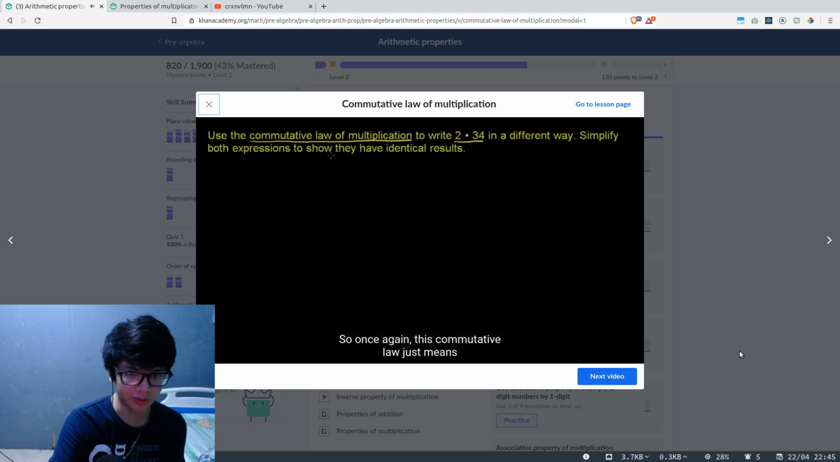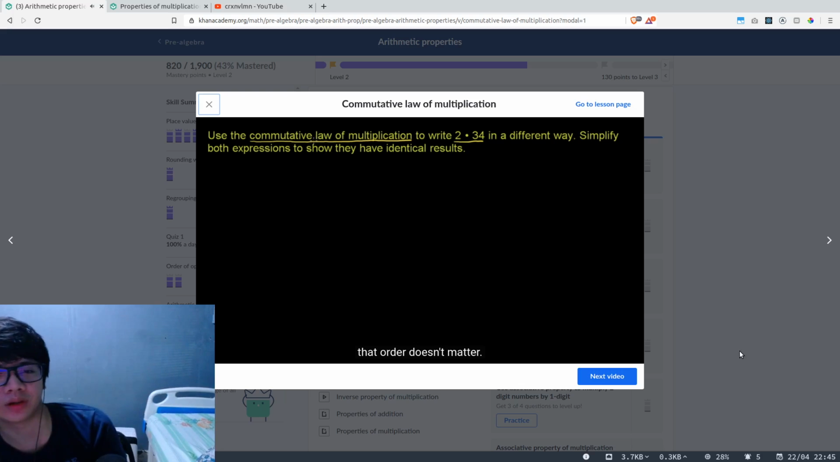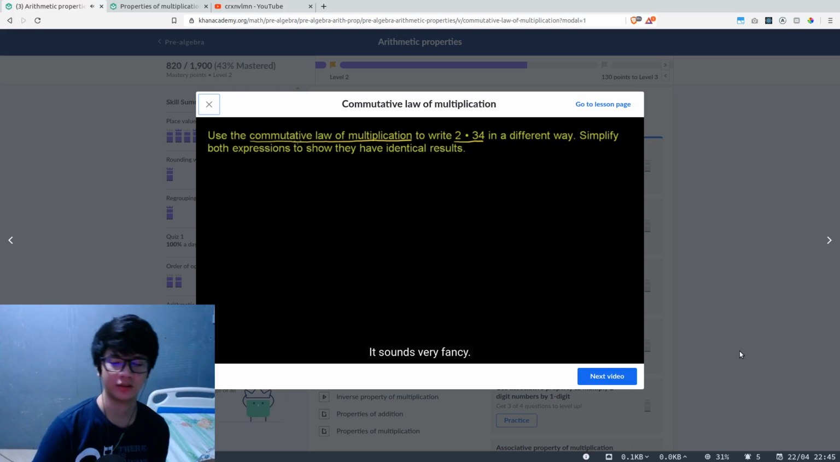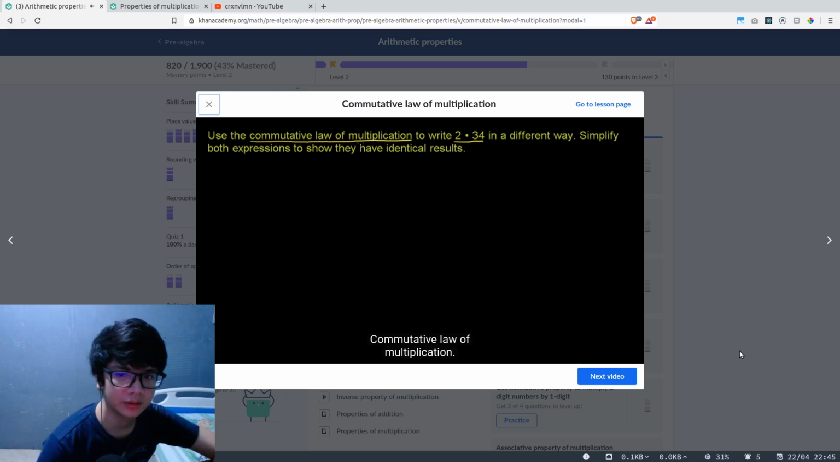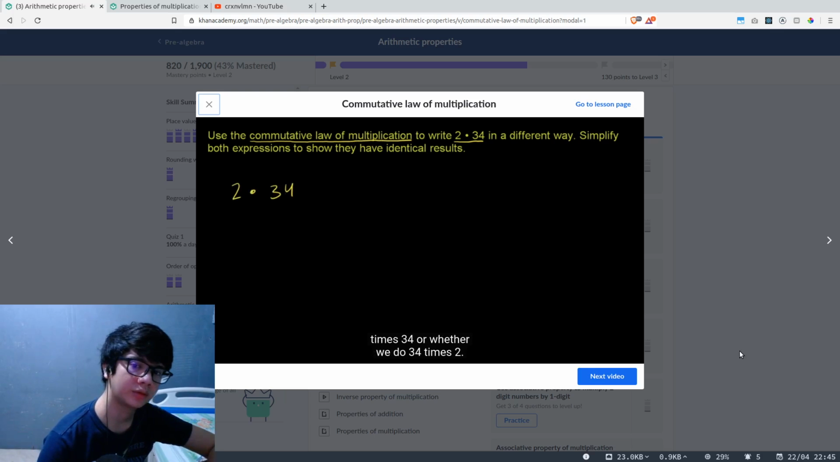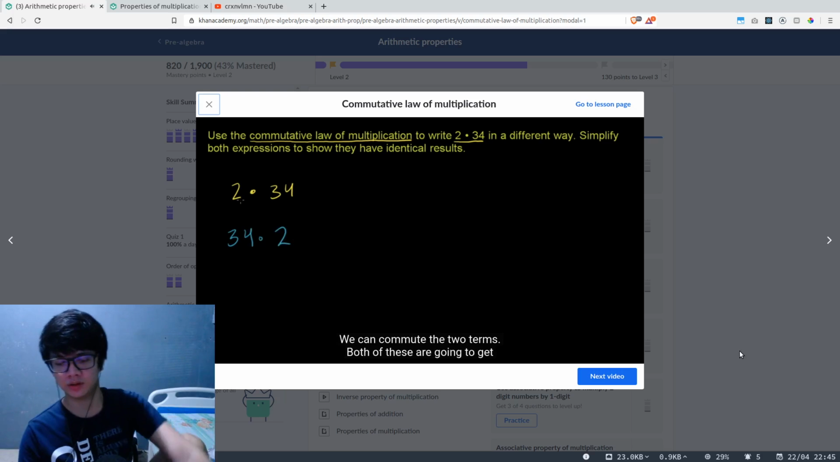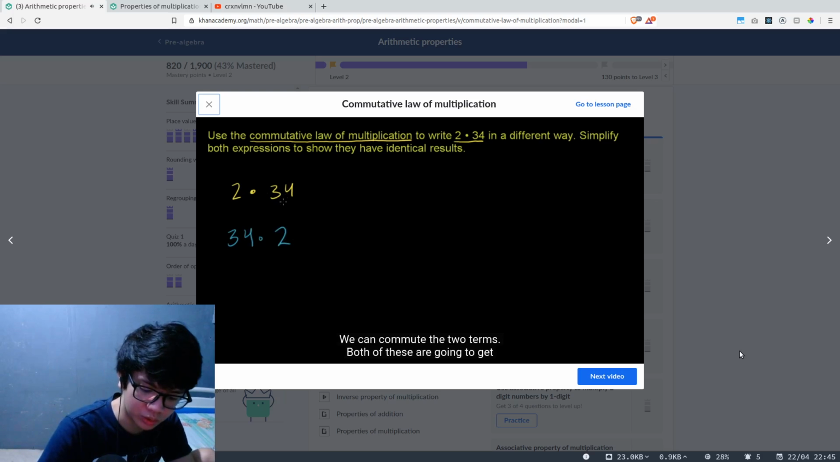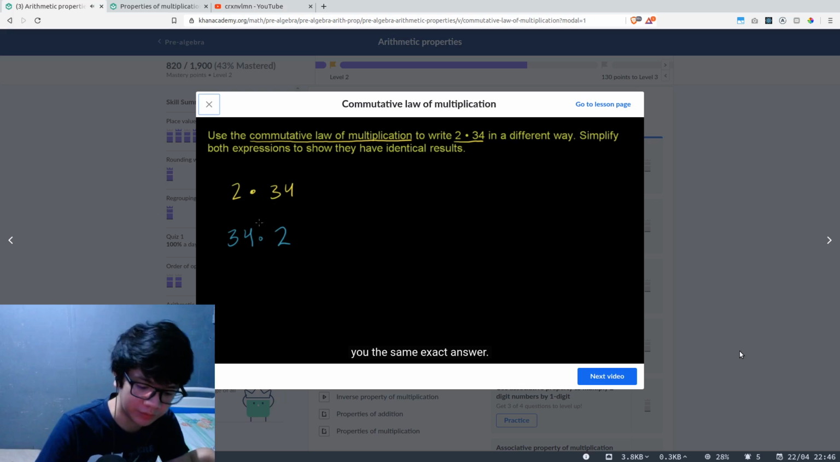So once again, this commutative law just means that order doesn't matter. It sounds very fancy, commutative law of multiplication. But all that says is it doesn't matter whether we do 2 times 34 or whether we do 34 times 2. The order does not matter. We can commute the two terms. Both of these are going to get you the same exact answer. So let's try it out.